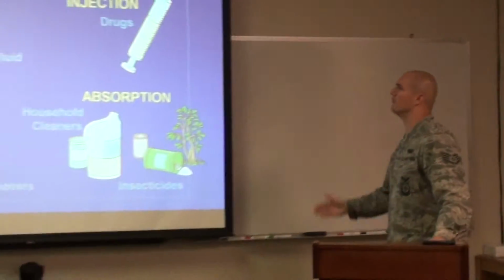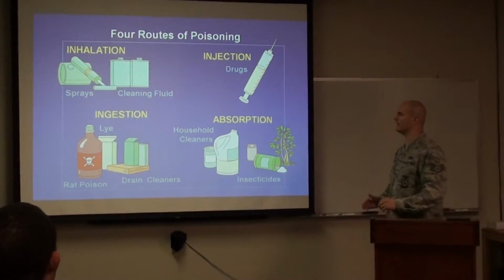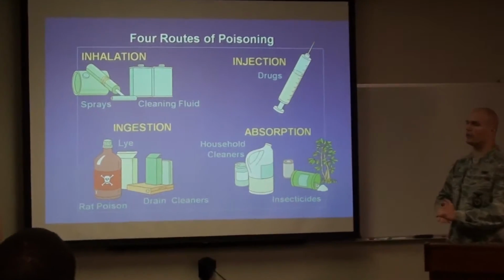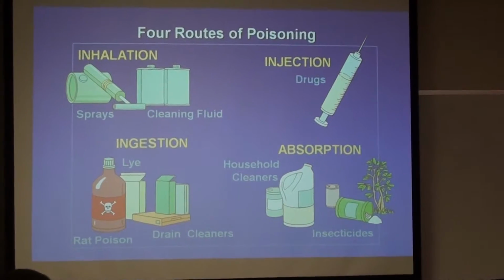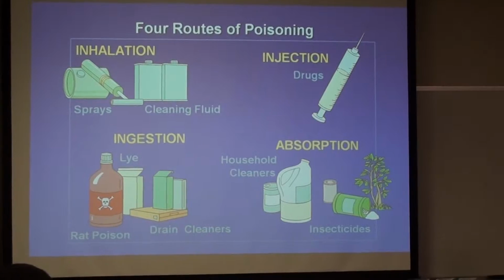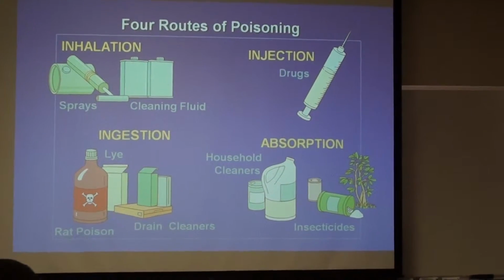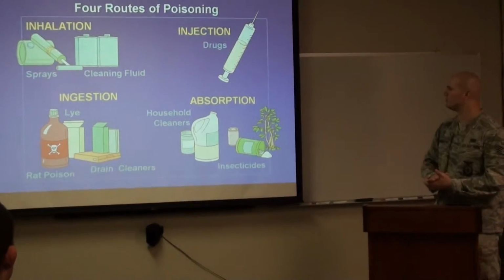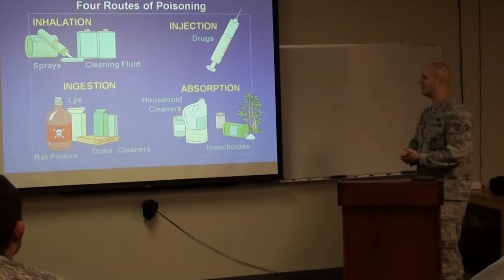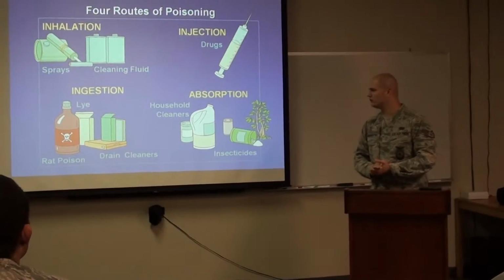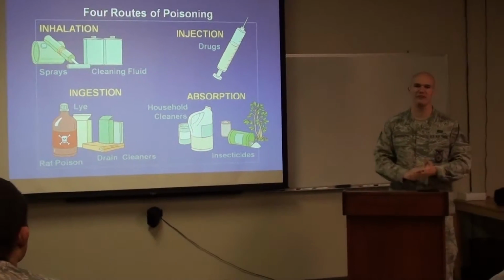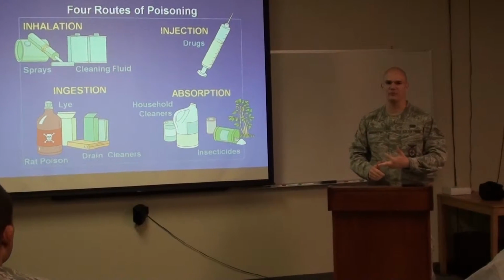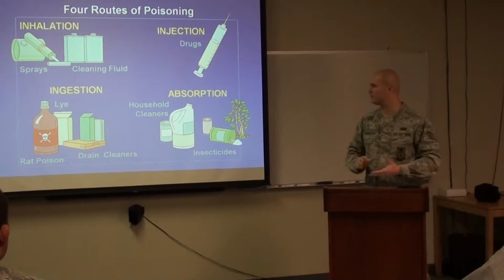To begin, we're going to be talking about the 4 routes of poison, the way they enter your body. Inhalation, injection, absorption, and ingestion. Inhalation is going to begin with your sprays, your cleaning fluids. Your injection, obviously, is going to be about drugs. Absorption is your household cleaners, your insecticides. Ingestion will be rat poison, drain cleaners. Any household is going to have bleach, detergents, any types of soaps. So anything that's obviously going to be taken in orally.